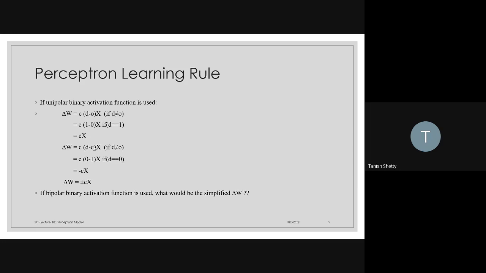So when D is not equal to O, we have got these equations for unipolar binary, because the possible outputs are 1 or 0 for unipolar binary. And in the case of bipolar binary, it is plus 1 or minus 1. Desired labels also will be in that fashion only, plus 1, minus 1 or 1, 0.